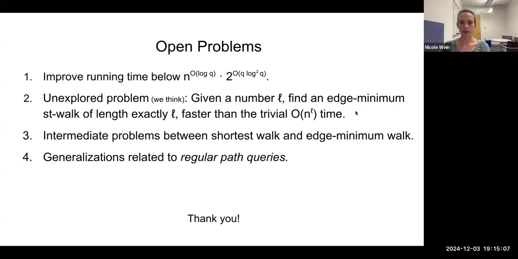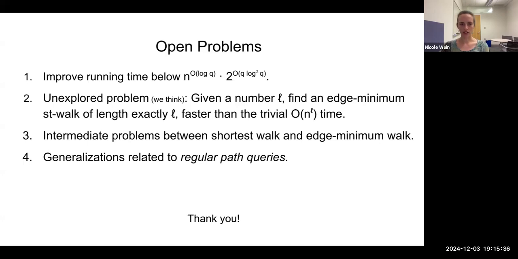So that's one direction. Another direction is to explore this problem, which we think has been unexplored. We didn't find it in the literature, and it is similar to the problem that we've studied. Given a number L, find an edge minimum ST walk of length exactly L. This is different from the problem we study, because we want one that's length r mod q, and this is saying length exactly L. And what we want to do is do that faster than the trivial algorithm, which would be in time n to the power of L.